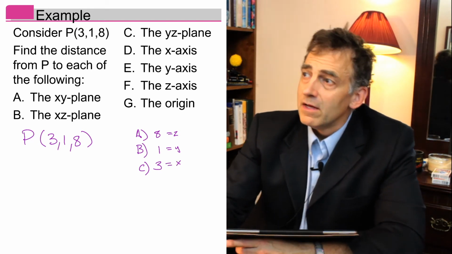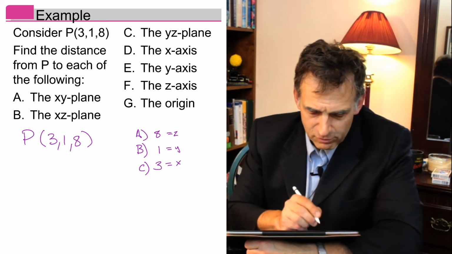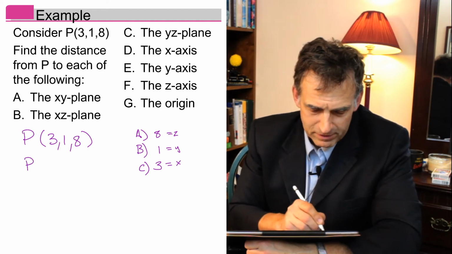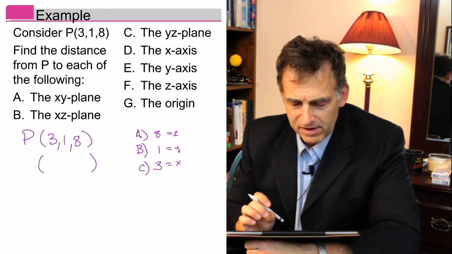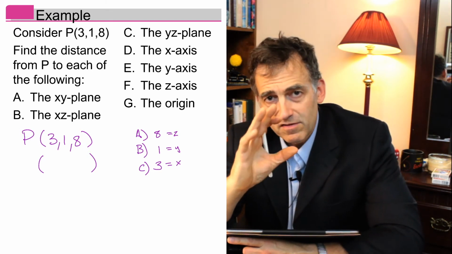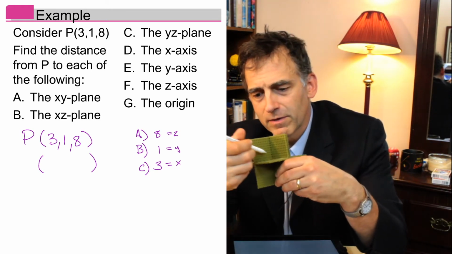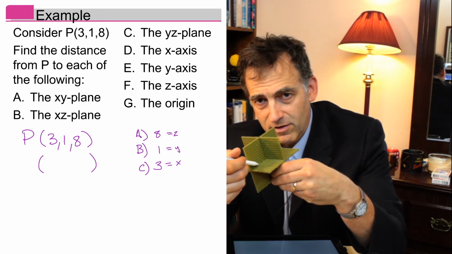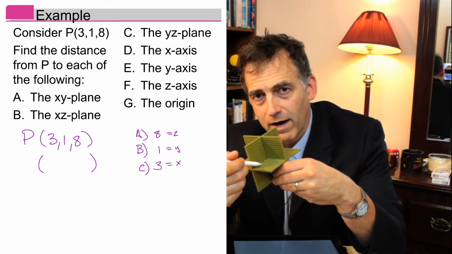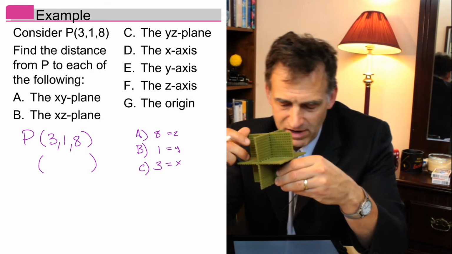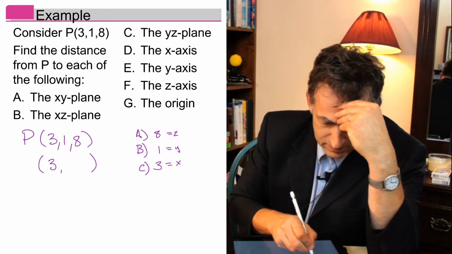So that's not bad. Okay, what about the distance from this point to the x-axis? Well, the point that is closest to this point on the x-axis would be this point. The x-axis is the place where y and z are both 0. So on my little model here, the x-axis pointing down and to the left, all of the points on that axis have a z value of 0 and a y value of 0. That's what makes it the x-axis. So anyway, the point that is closest to 3, 1, 8 on the x-axis would be 3, 0, 0.